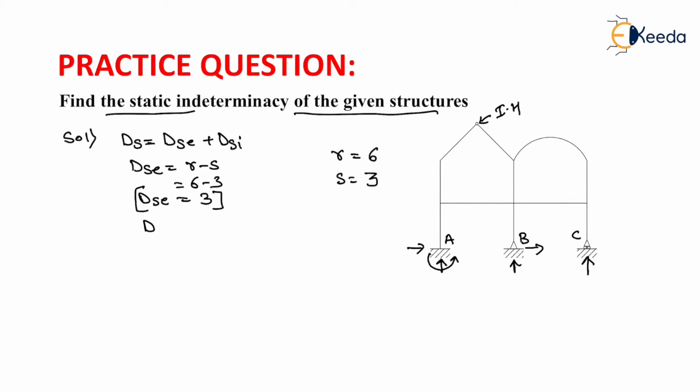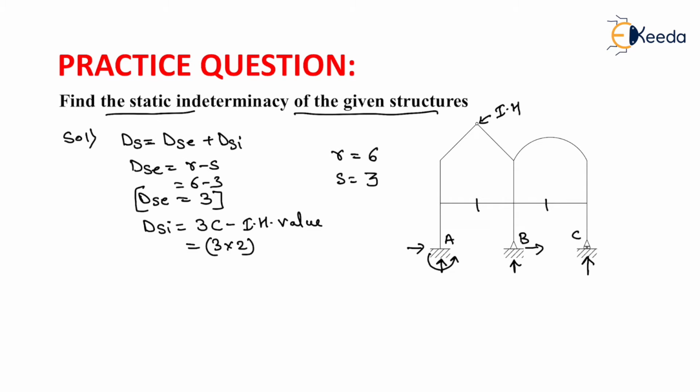Now if you want to calculate the value of internal static indeterminacy, its formula will be equal to what? 3C. Now due to the presence of an internal hinge in this frame, we need to modify the formula of internal static indeterminacy, and we need to subtract the internal hinge value. Here C is the number of cuts required to open the loop. There will be 2 cuts required to open the loop, so the value of C will be equal to 2.